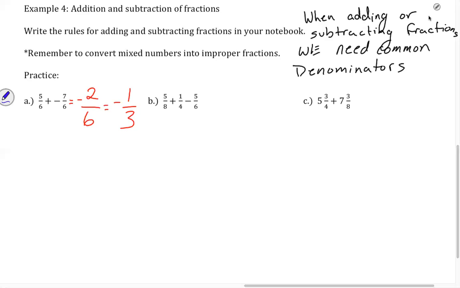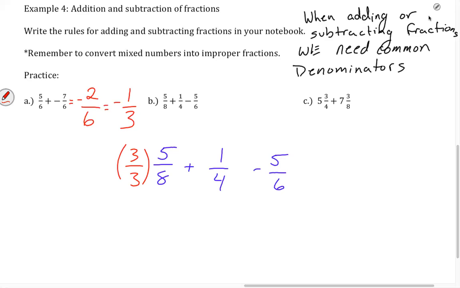All right. So I'm going to rewrite this problem here. So I rewrote the problem. I gave myself a little space. Now, Emily, how do I make an 8 a 24? What do I have to multiply by? 3. So I'm going to multiply this first fraction by 3 over 3, because 3 times 8 is 24.